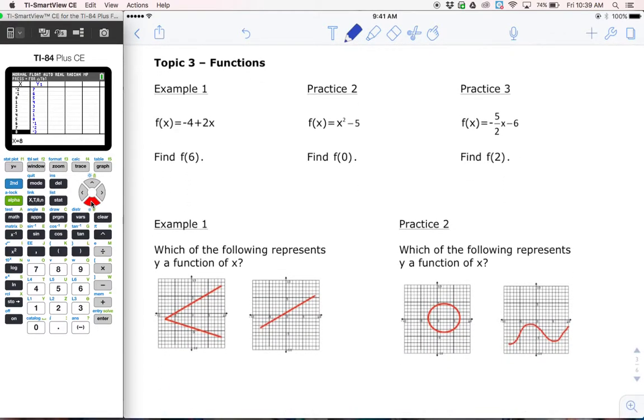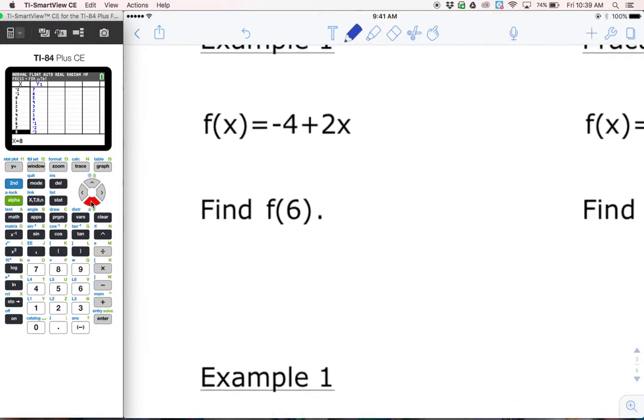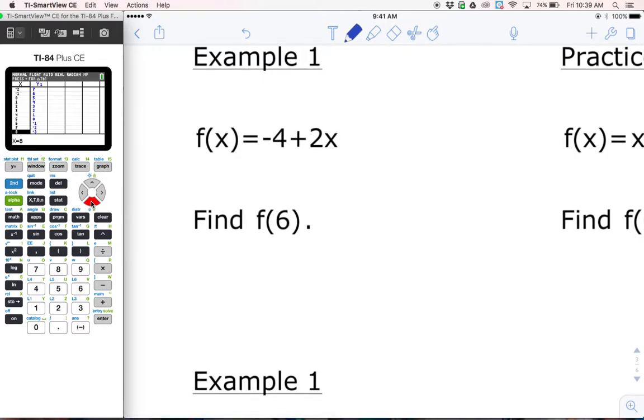All right, topic 3, we're talking about functions. We got a couple of different things we're doing here. Let's look at this first example. We're given f of x equals -4 plus 2x, and we're asked to find f of 6. All right, well, think about what just happened here. We have f of x, and then they want us to find f of 6. Well, can you kind of tell that the x became a 6? So on the right side of the equation, the same thing needs to happen. The x needs to change to a 6.